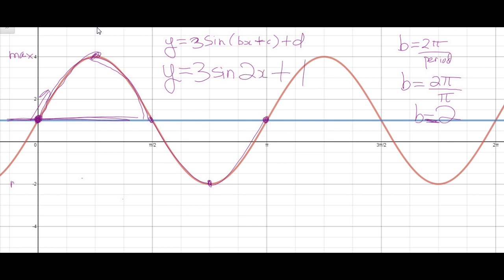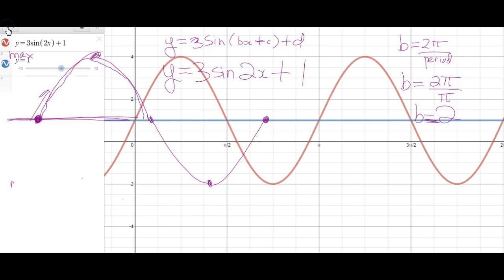From the graph, we figured out the d value, which was the average, 4 plus negative 2 divided by 2. We figured out the a value, which was half the distance, and distance is max minus min over 2. We looked at the period, and then we said the b value is 2 pi divided by that, and we got b equals 2. So if I scooch this over, you can see that I graphed 3 sine 2x plus 1. That's where all that comes from.